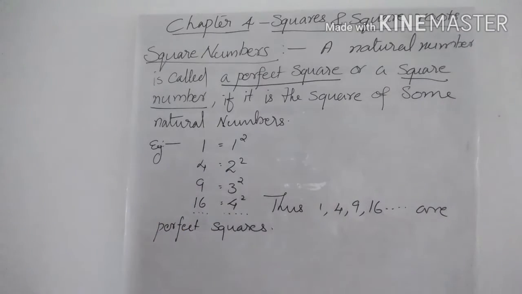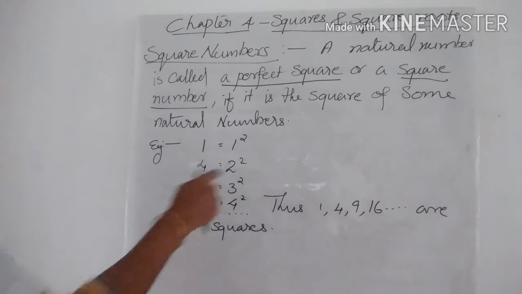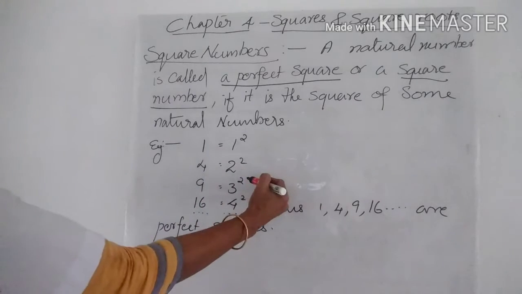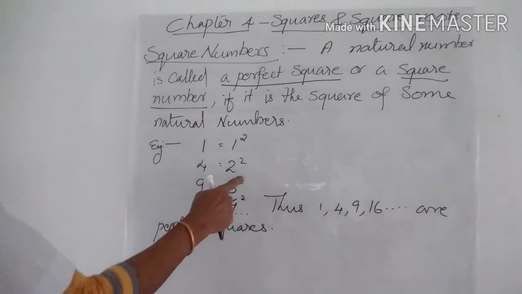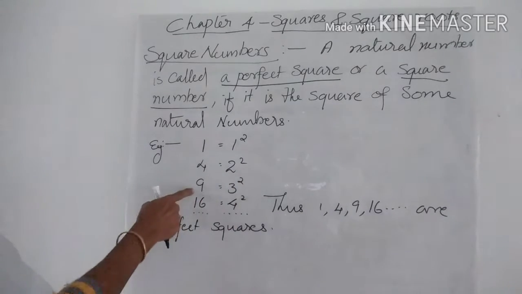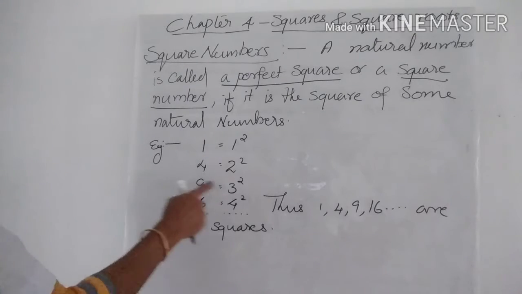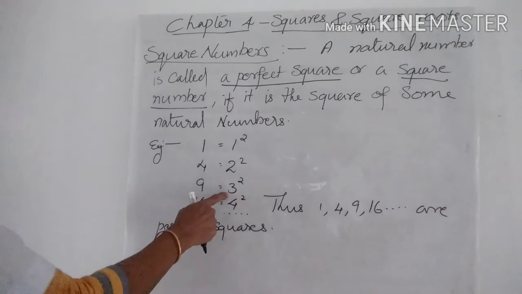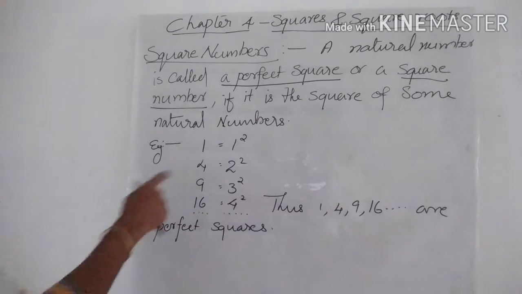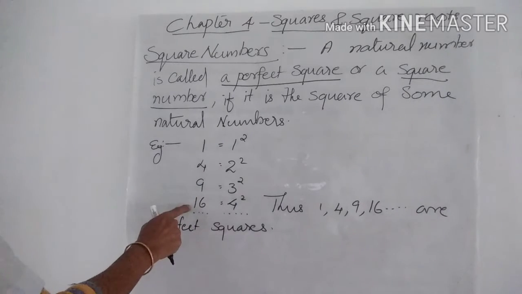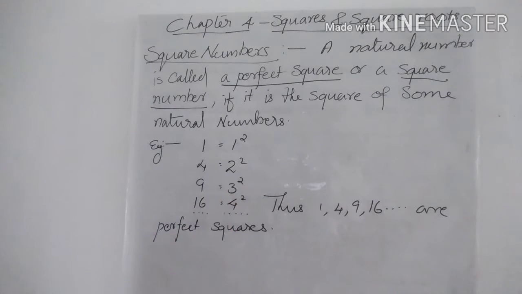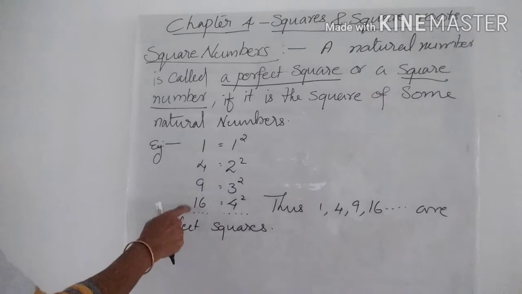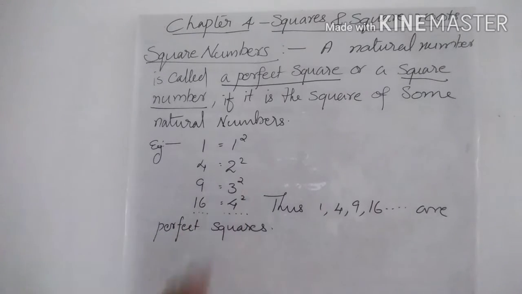Next number, 9. 9 can be written as 3 square. 3 square means 3 into 3. This exponent shows that it should multiply 2 times. So 3 square is 3 into 3, that is equal to 9. So 9 can be written as the square of 3. Therefore we can say 9 is a perfect square. Another example, 16. 16 can be written as 4 square. 4 square means 4 into 4. 4 fours are 16.